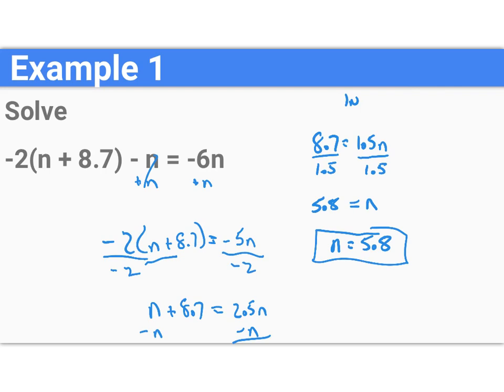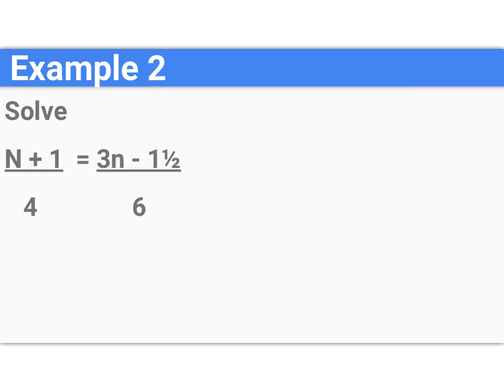So let's look at our next example. Okay, so what we have here is two separate groupings. So this is the way I'm going to attack this. I'm going to multiply this group by 4, so they cancel out. But what you do to one side of the equation, you have to do to the other. So I'm going to rewrite it.